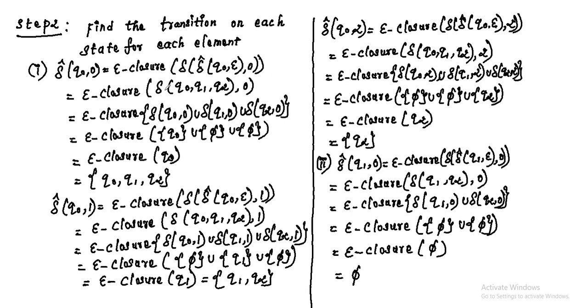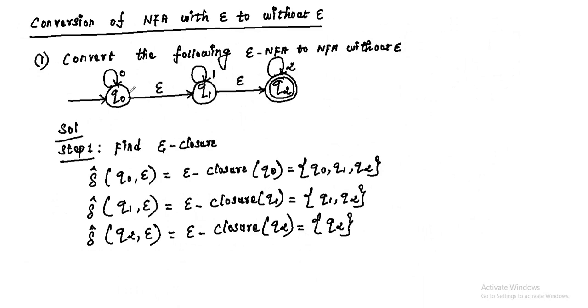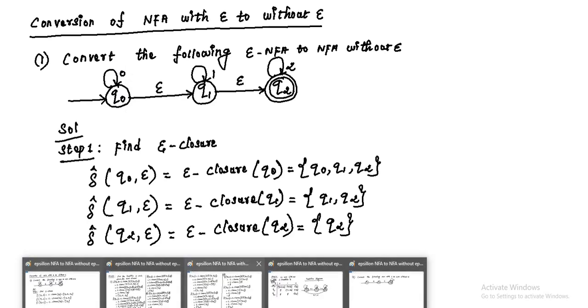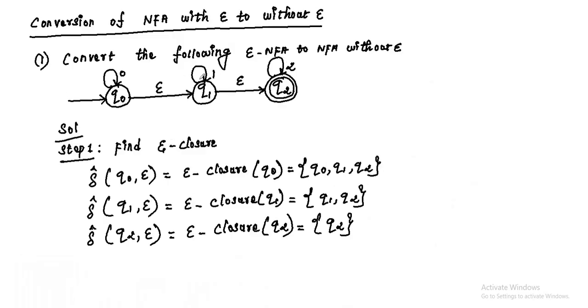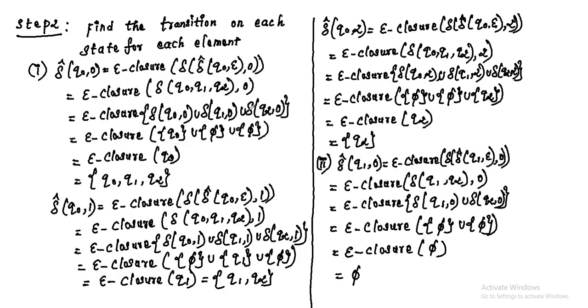And the next step, δ of q0 comma 0 union δ of q1 comma 0 union δ of q2 comma 0. Here q0 comma 0. Look at the transition diagram, q0 comma 0 goes to q0 itself. Here you write q0. Next one, union of δ of q1 comma 0. Look at the transition diagram, q1 comma 0, there is no transition here. Just put the null symbol.